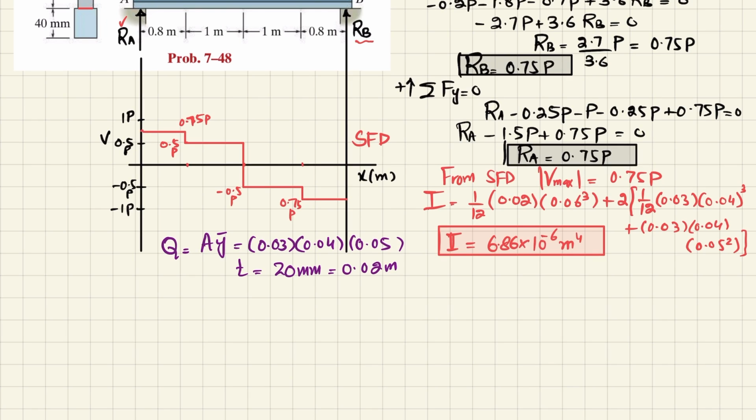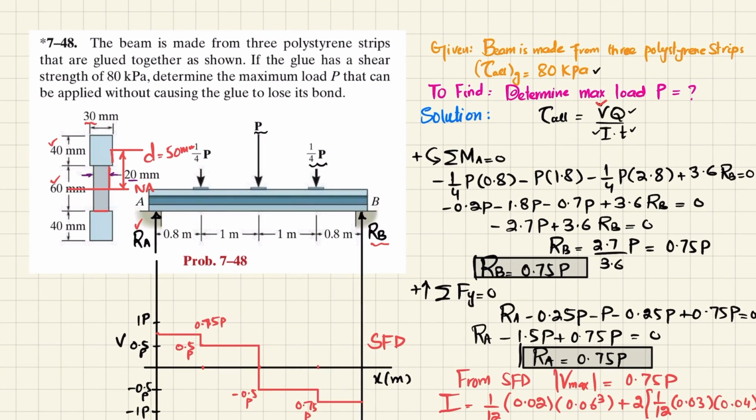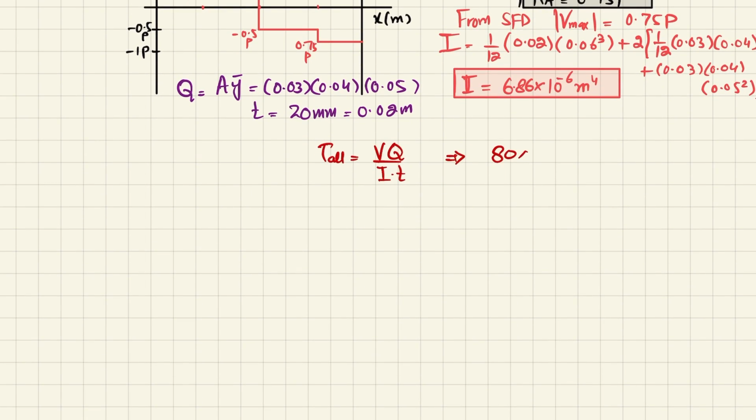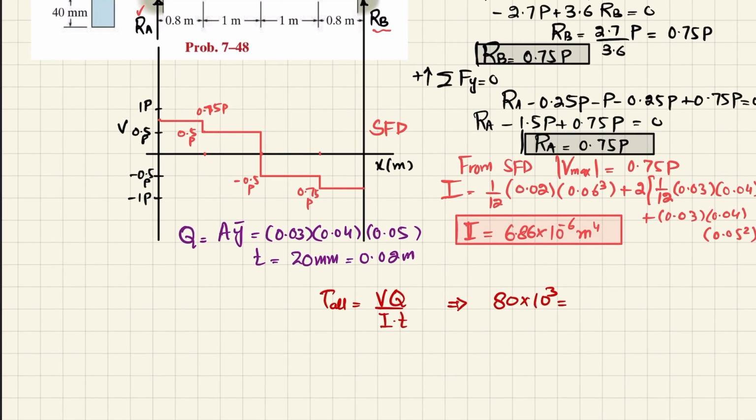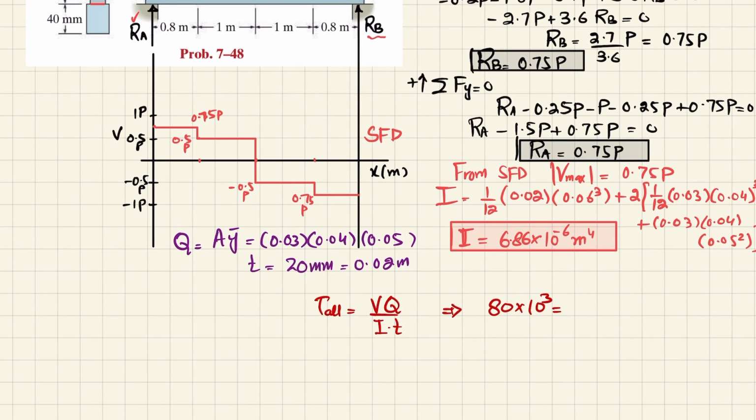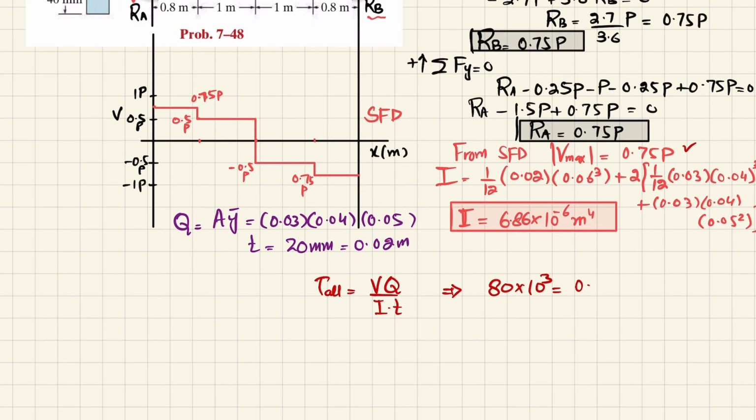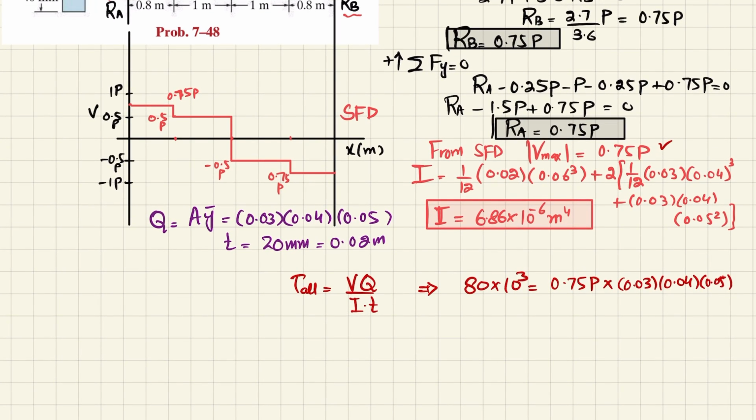Now you have all the values. So by using this equation, tau allowable is equal to V into Q divided by I into t. Clear? So from here, allowable shearing stress is given as 80 kilopascal. So 80 into 10 raised to power 3 is equal to V, which is 0.75P from the shear force diagram I have written over here, and Q is 0.03 into 0.04 into 0.05, divided by I, which is 6.86 into 10 raised to power minus 6, and thickness is 0.02 meter.